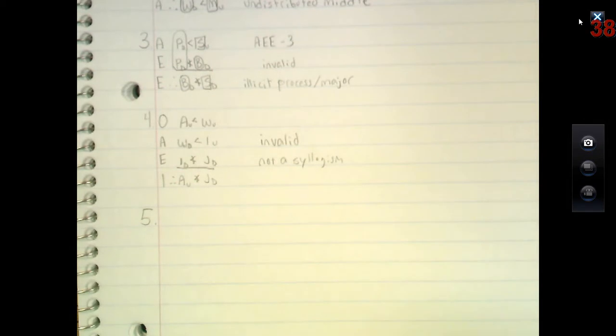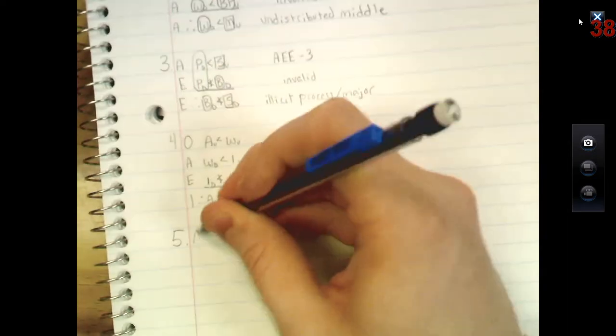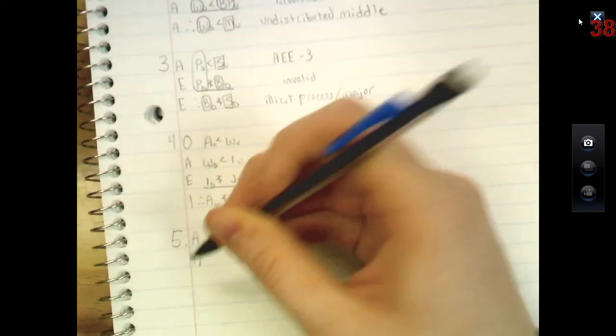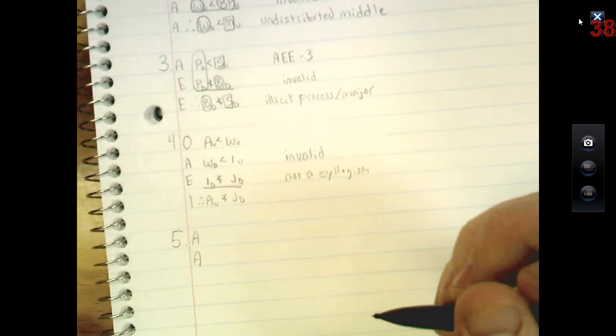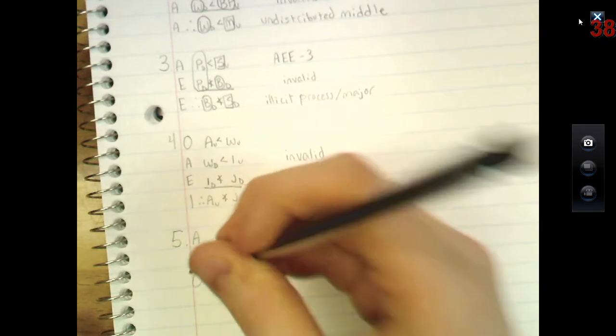They're all listed under 5. This is a 5th class reading. All right, number 5. Let's see if I can find the mermaids here. So we're going to have an A statement, and an O statement.